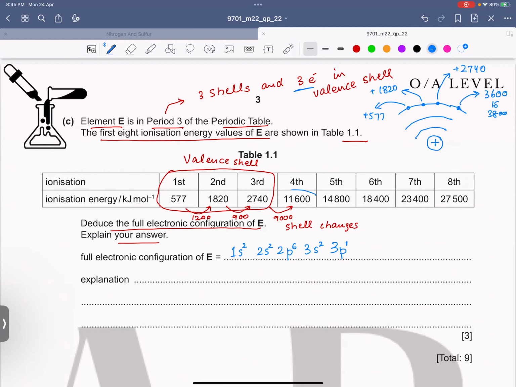But here the energy to remove the next electron is 11,600, which clearly indicates that this electron is actually removed from the inner shell. Besides the charge getting bigger, the electron is closer to the nucleus. So there will be a stronger force of attraction, which would lead to that much energy being needed to remove that electron. Is this clear? Yes, sir.